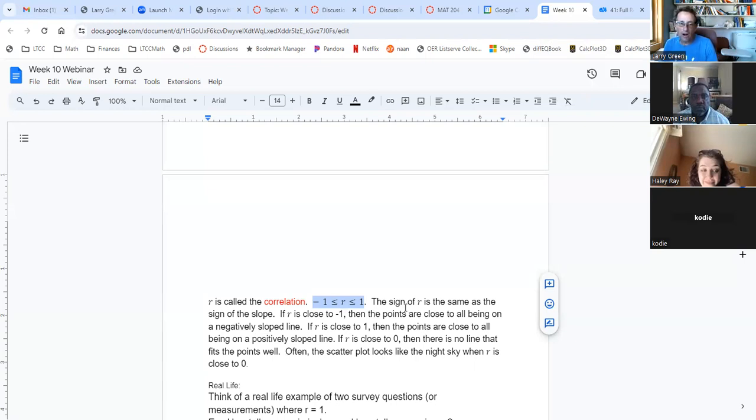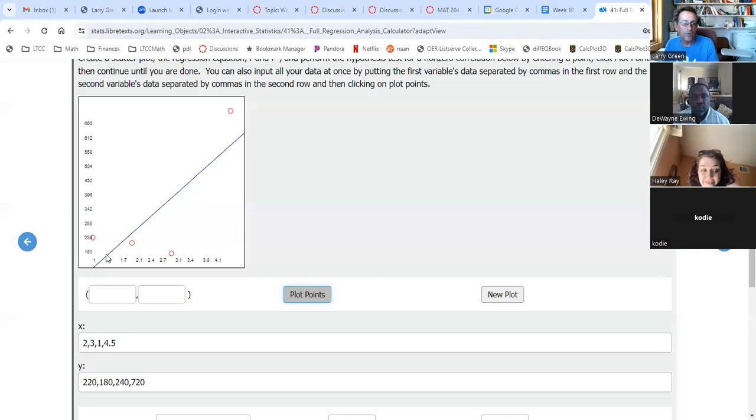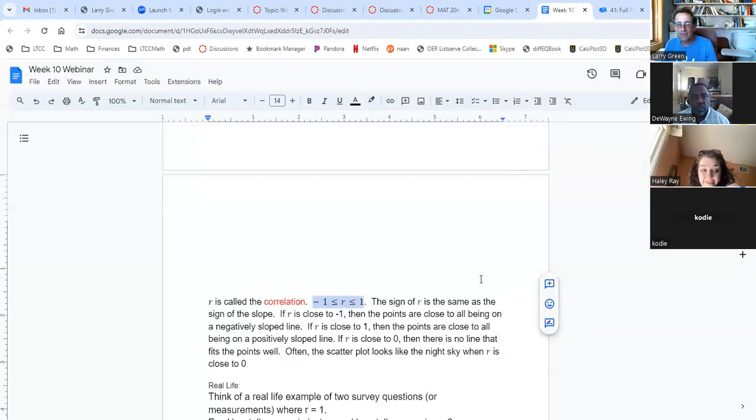Okay, R has the same sign as the sign of the slope. So you'll see our slope is positive because it goes upwards as we read from left to right. And that means we have a positive slope, which means R will be positive. If R is close to -1, the points are close to all being on a negatively sloped line. If R is close to 1, the points are all close to being on a positively sloped line. If R is close to 0, then there's no line that fits the points well.